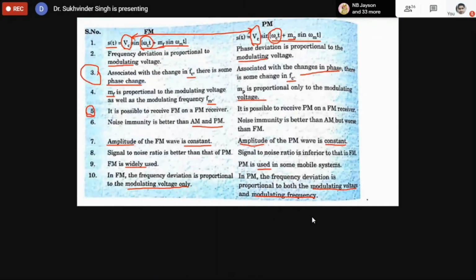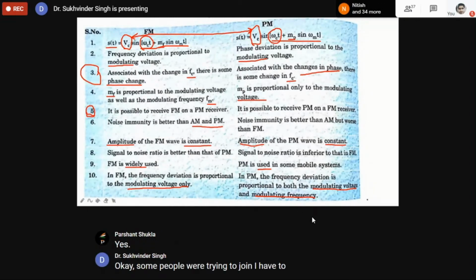Is screen visible? Yes, sir. Okay, some people were trying to join. I have to move back to the main page of the meeting.